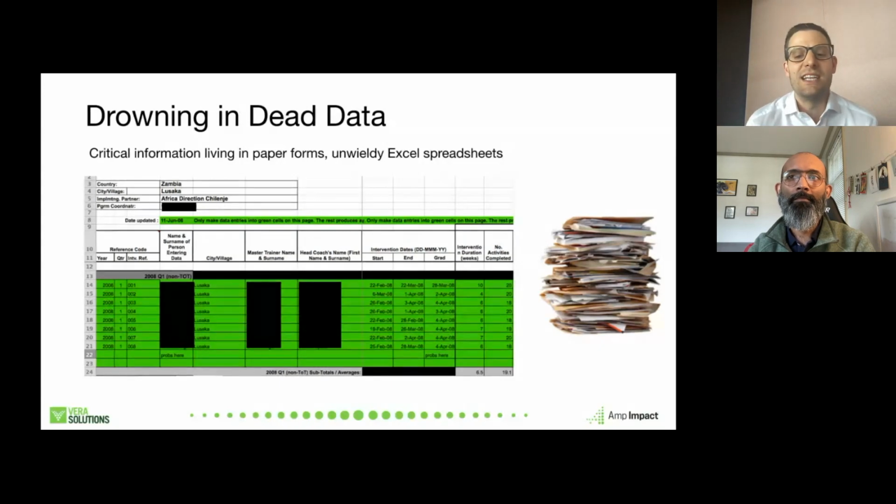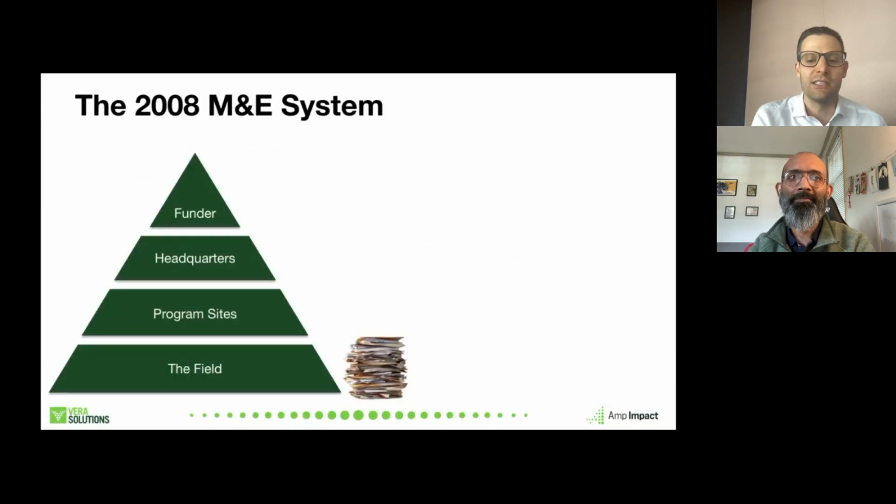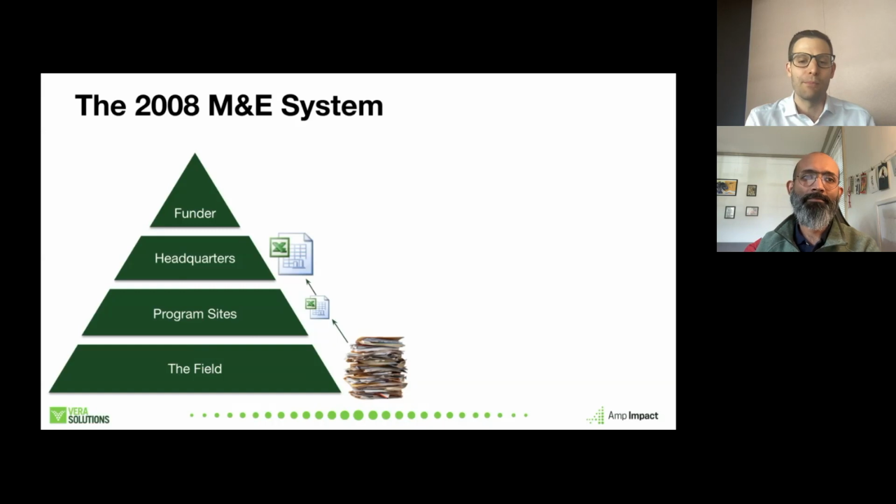We were drowning in dead data, and that was the system that I inherited, if we want to call it that. And so what it looked like was this. You had these stacks of paper that got digitized at the program site at that local level into an Excel spreadsheet that got brought into this monster Excel spreadsheet at HQ.